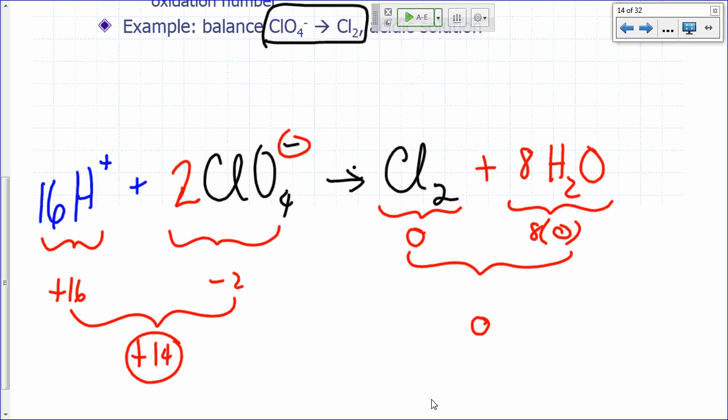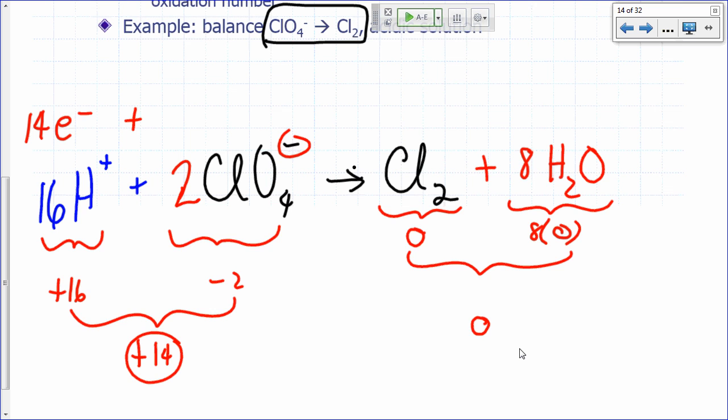Charges must be the same on both sides. So how do I make charges the same? I add electrons. To which side should I add my electrons? Oh, you want to add electrons to the more positive side, right? So I add 14 electrons to this side. So to this side right here, I have to add 14 electrons.